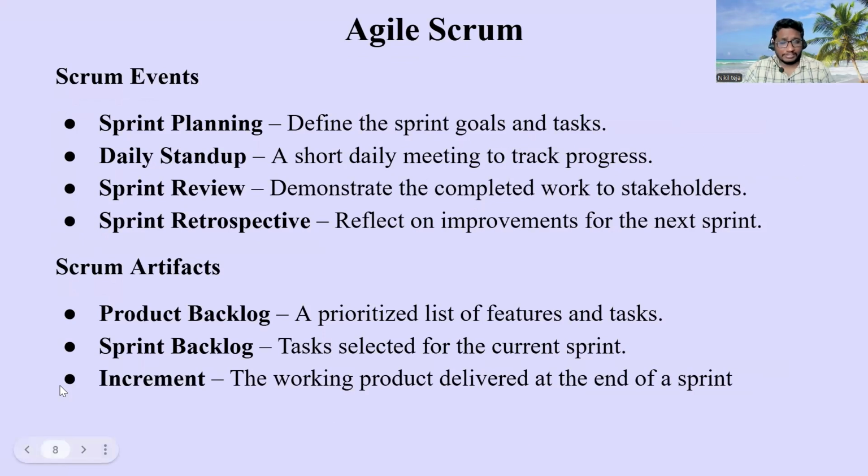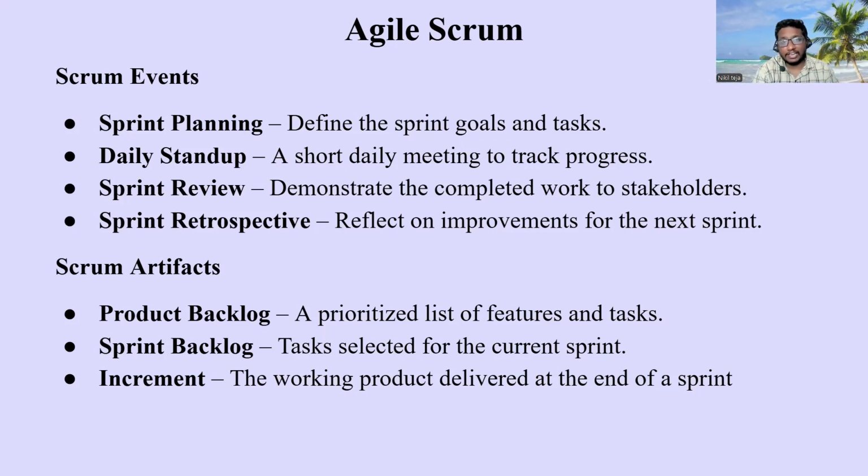And Scrum has majorly four events. First is sprint planning. Before your sprint starts, a sprint is, as I said, 2 to 4 weeks of development phase, a time boxed iteration. So first there will be sprint planning. Before starting the sprint, we do the sprint planning: in the upcoming sprint, what improvements we have to make, what things we have to work on, defining the sprint goals and tasks.